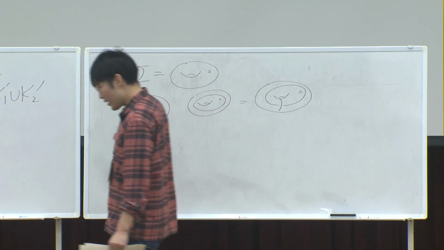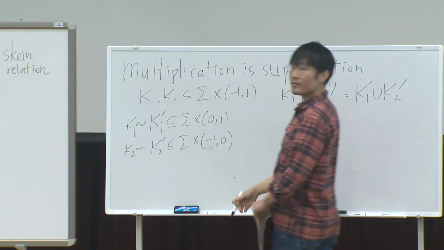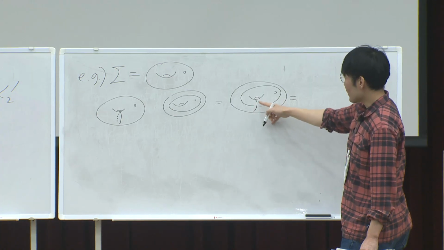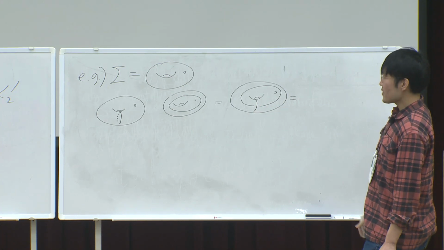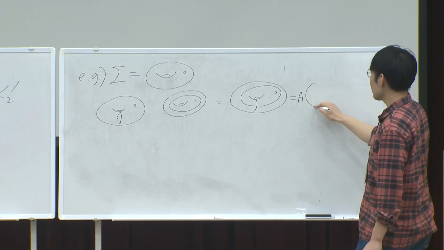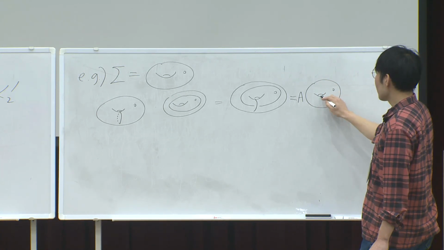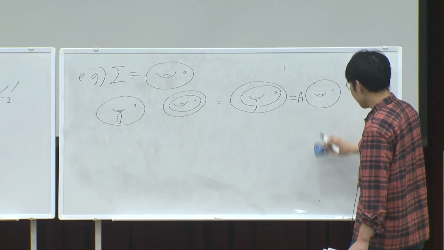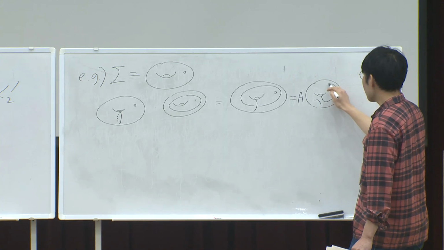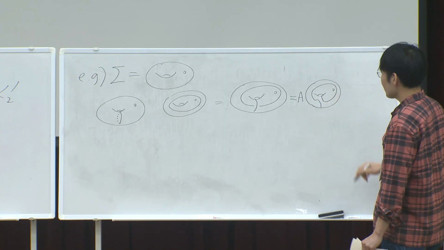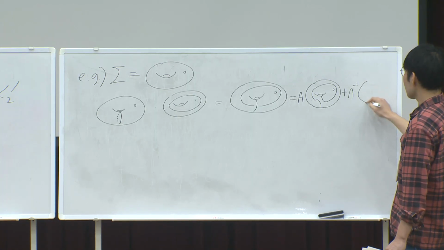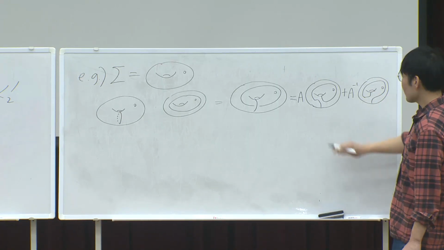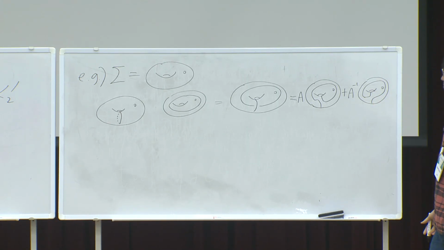But if you want, you can use the skein relation to resolve the crossing and express it in a different way. So you just apply that skein relation here. That lets you express the same element as some linear combination of the other, with A inverse, with no crossing, if you want.